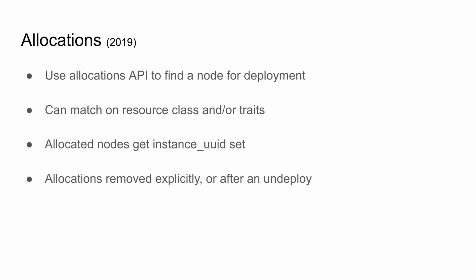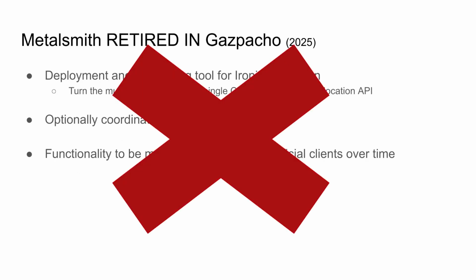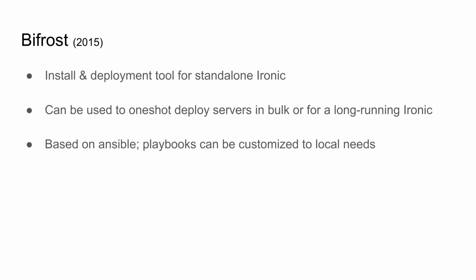The first is an allocations API, and this is an API that you can call and describe general attributes of a node you want, and it'll reserve it for you by creating an allocation and adding an instance UUID to the node, which is like making the reservation at the table so that you can then have time to make those API calls that you need to set up the metadata before you deploy. And those allocations do get removed explicitly after an undeploy. This is also the reason Metalsmith existed, but Metalsmith's gone now. So that is sad, but I don't think there's anyone around to mourn it because not many folks were using it anymore.